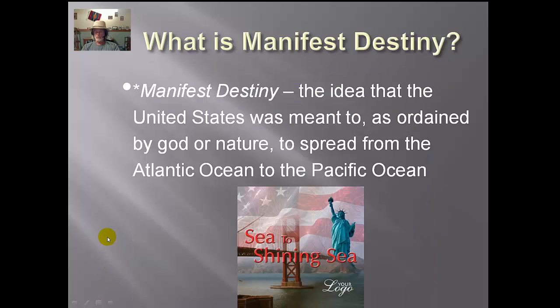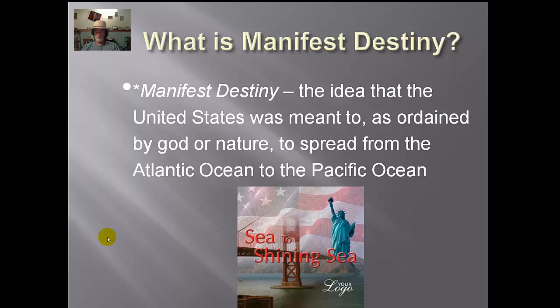Manifest Destiny was the idea that the United States, and people from the United States, were meant to occupy the land between the Atlantic and the Pacific Ocean. Not a hard concept to fathom. Lewis and Clark went out there. Once they brought back the stories of the land and possible riches, people were going to go out there. There was really no way you're going to stop them.